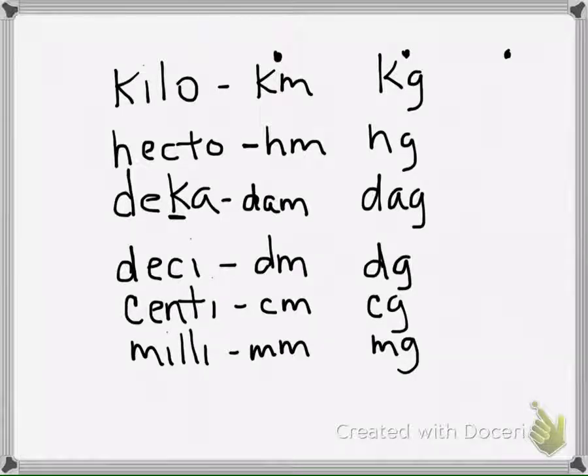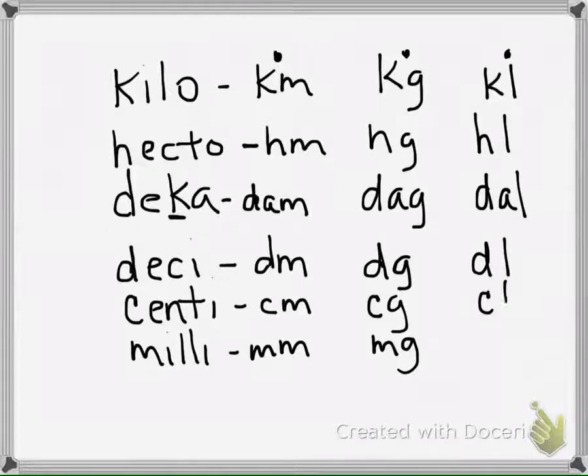The unit we use for volume is liter. So this would be kiloliter, hectoliter, deciliter, centiliter, and milliliter. It's just so much easier because you reuse the same prefixes over and over, and then you just attach the unit that you're talking about, whether it's weight or distance or volume.